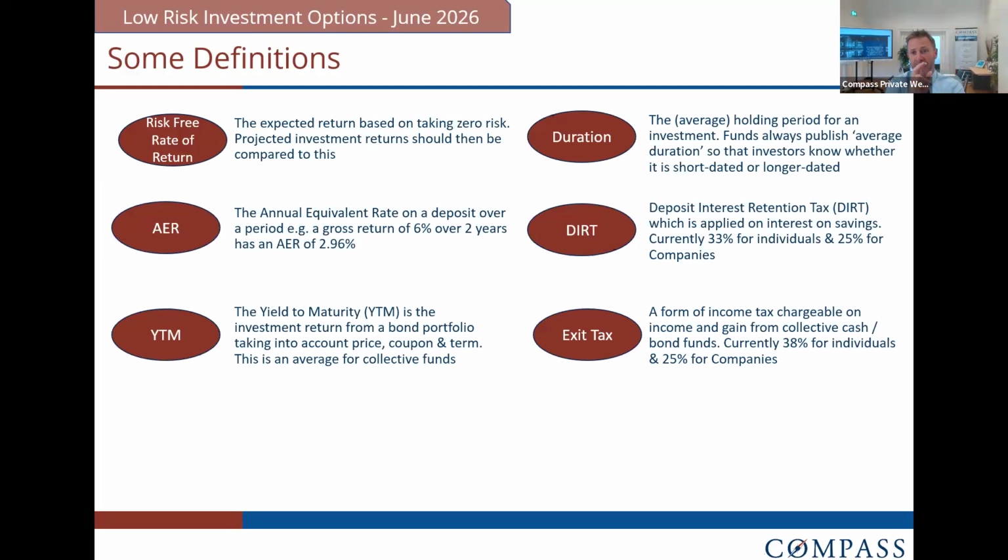That makes sense. Yield to maturity is complex. That's calculating the total return based on all the different factors within a bond. Duration. DIRT tax is the tax we know that we pay on interest on savings. And exit tax is tax that Irish people or companies pay on funds. Charities, Compass has a number of charity clients. There's no tax on charities.